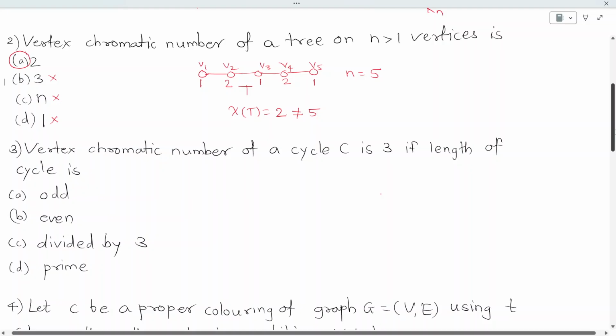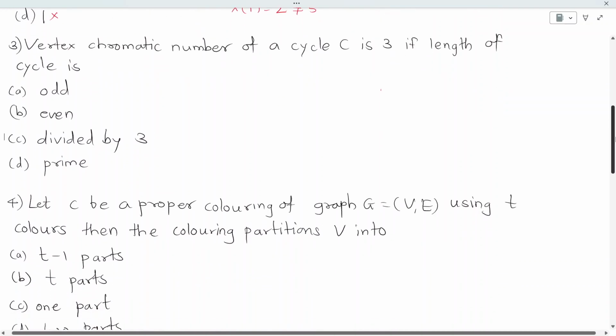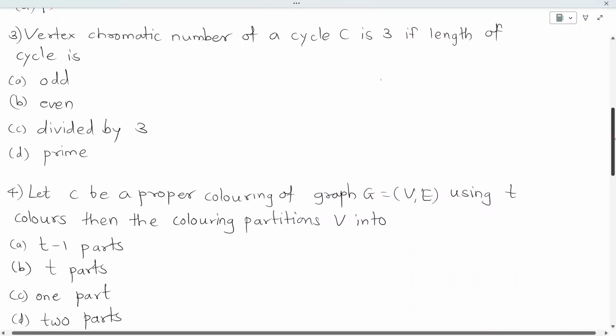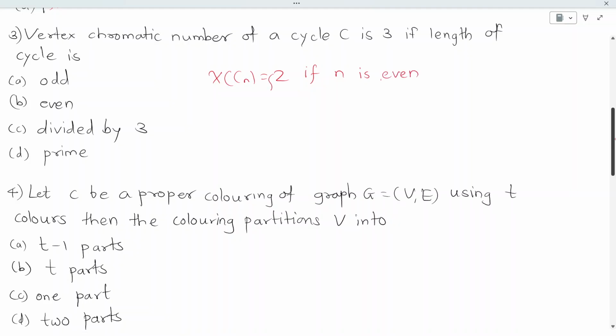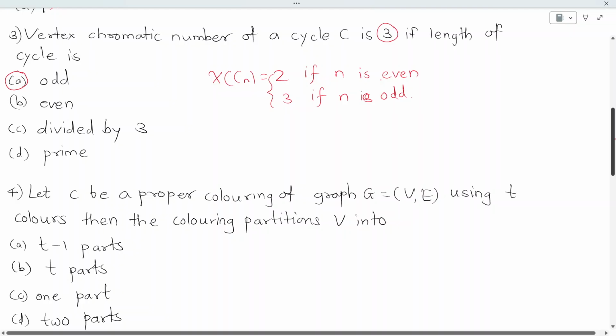Now the third MCQ: the vertex chromatic number of a cycle is 3 if the length of the cycle is... In the first MCQ, we just discussed that the chromatic number of a cycle is 2 if it is a cycle on an even number of vertices, and the chromatic number is 3 if the cycle has an odd number of vertices. So here they have given that the chromatic number of the cycle is 3. So that means the cycle should have an odd number of vertices. So option A is the correct option.